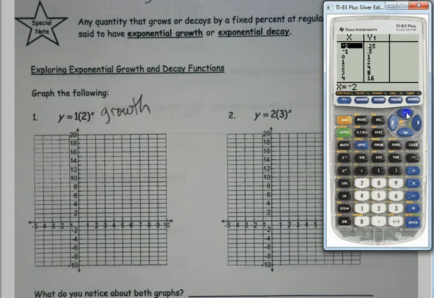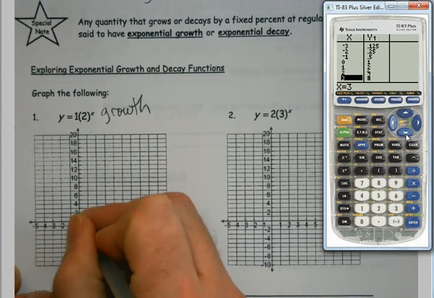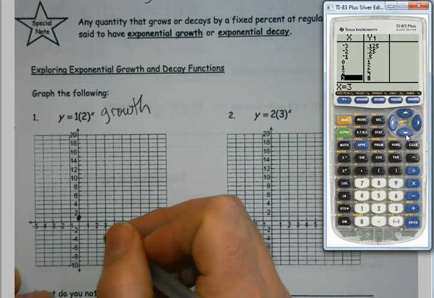Now, if you notice, the values get smaller and smaller as I go up. So most of the time, I'm going to be able to start at 0 and kind of go that way. So I'd make my points, and I'm going to make several.